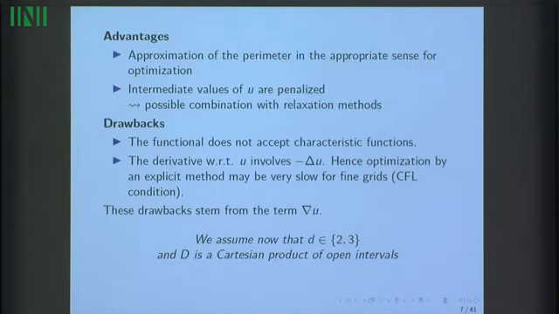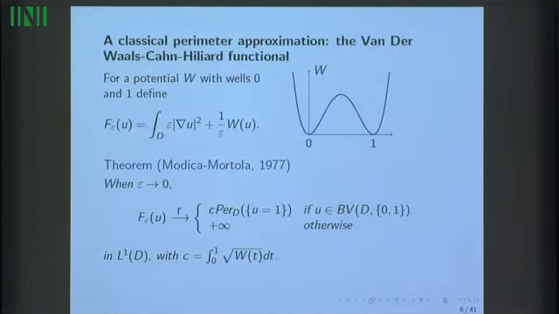So this is what I say here. This is nice at first sight, but when you want to implement this, you have some problems. First of all, you cannot, in the functional, consider the characteristic function of a domain. Let me show you again. You have this. Of course, you must be H1.